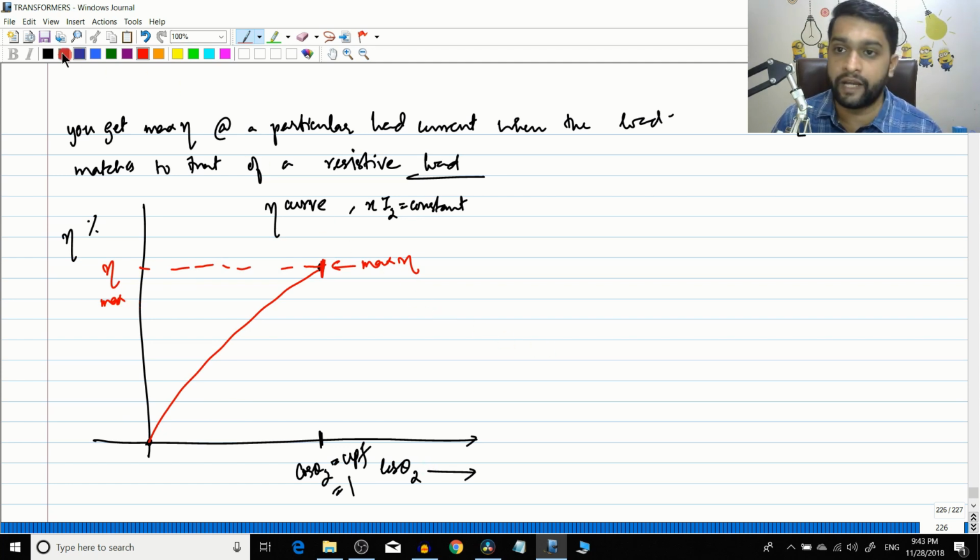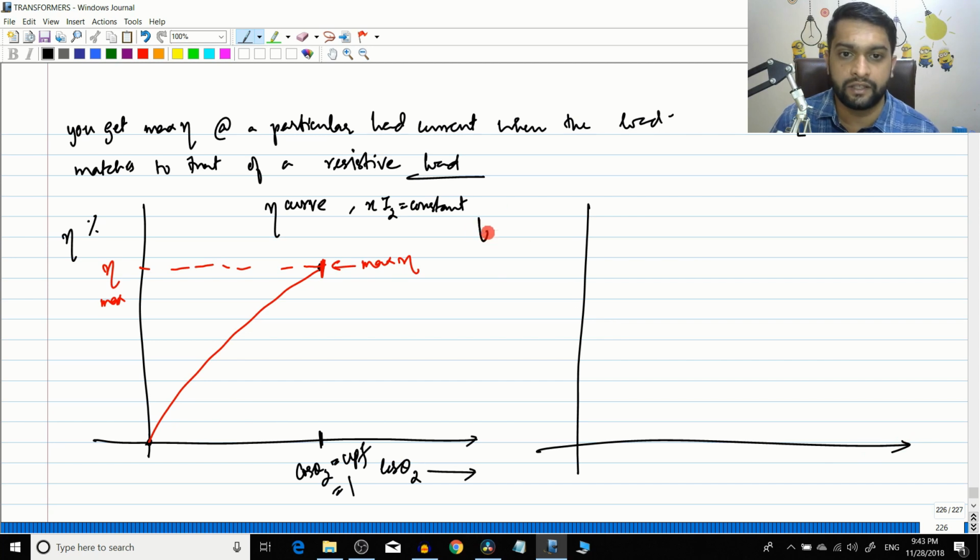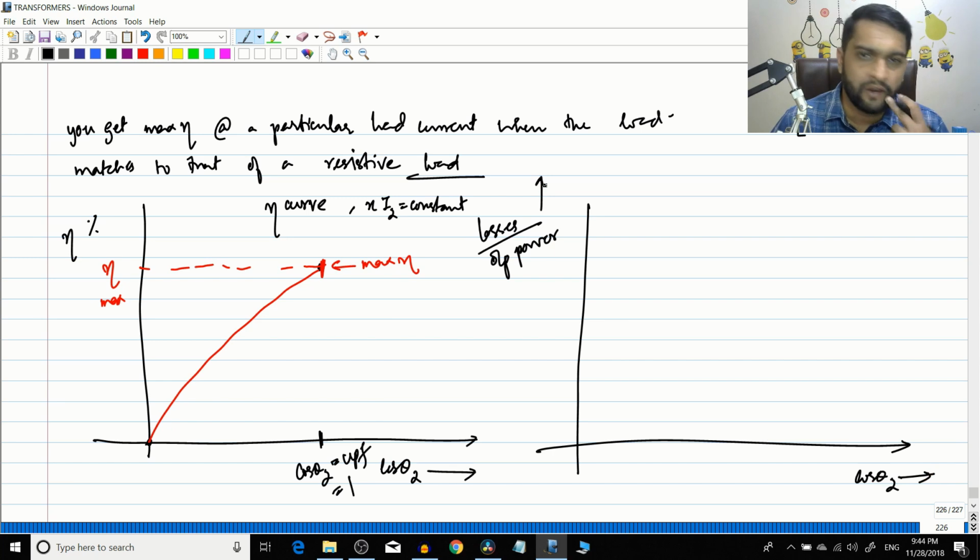Okay. So again you can draw another graph here, that is losses divided by output power. Now in this case you are not going to have this concept of copper loss equal to iron loss, etc., because you are drawing it for one particular load current, right? One particular load current, and you are changing the power factor, keeping that load current at a constant value.